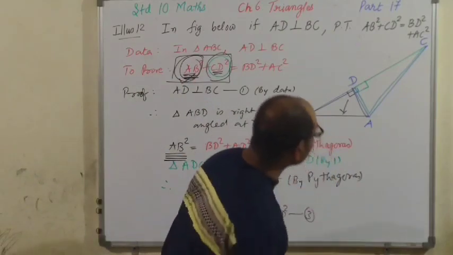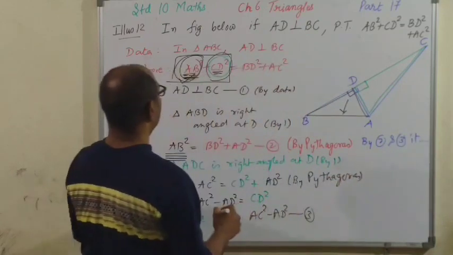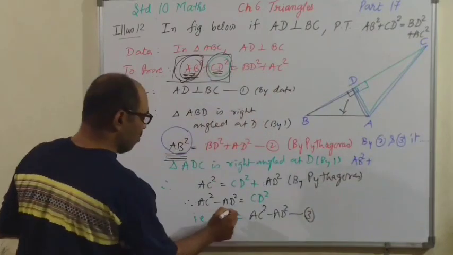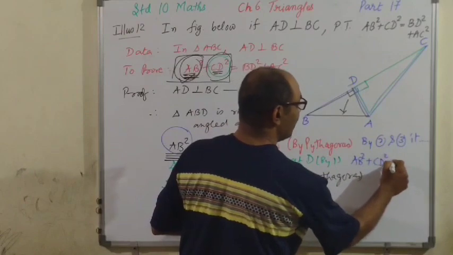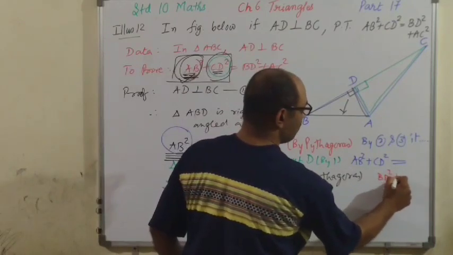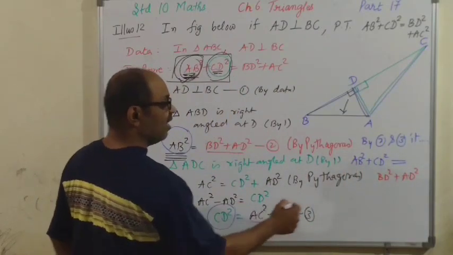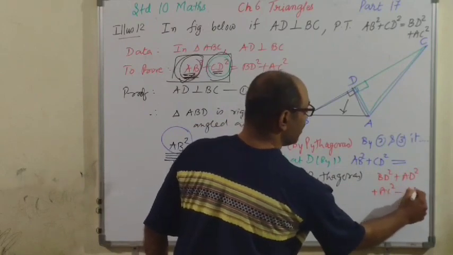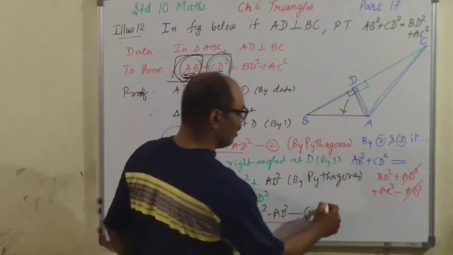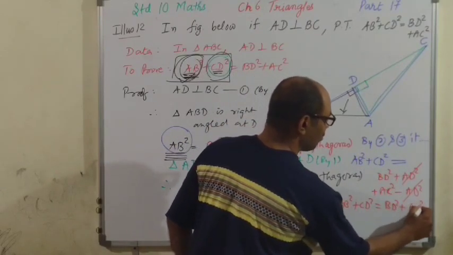So I'll write here, by 2 and 3, it follows that the left hand side is what? AB square plus CD square is equal to, now the right hand side, BD square plus AD square. I substitute for this. Plus AC square minus AD square. Plus AD square minus AD square. And the result, therefore, AB square plus CD square is equal to BD square plus AC square. Proved.